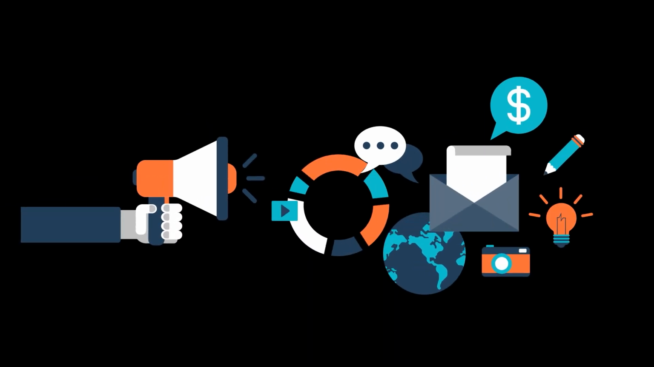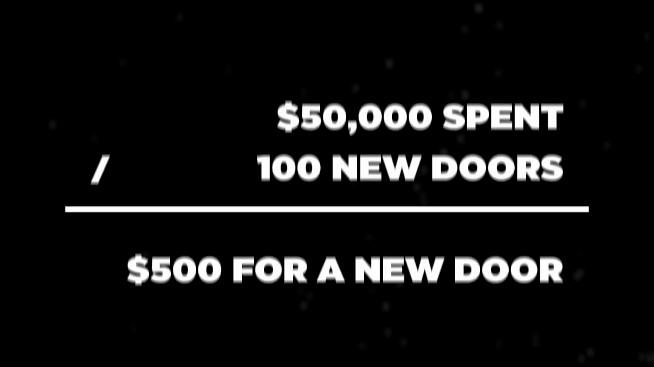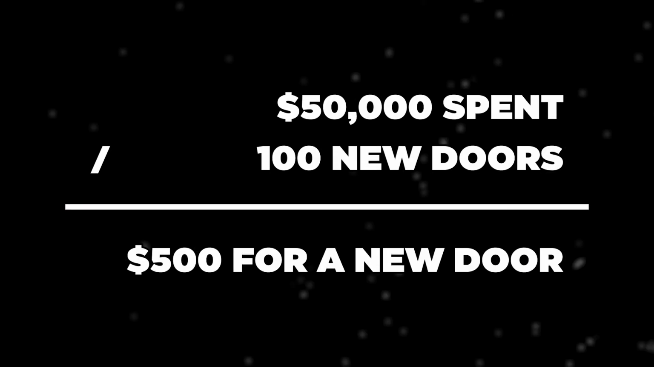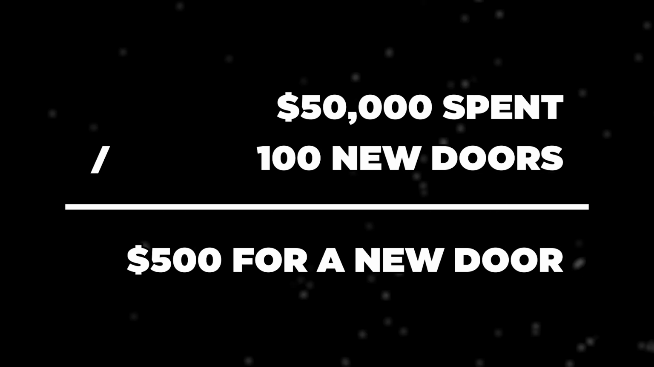We need to figure out how much we can acquire a new property to manage for. What I suggest doing is using historical numbers. So let's say that over the last 3 years, I've spent $50,000 in marketing, and it's led to me bringing on 100 new properties. That means I'm able to bring on a property for a cost of acquisition of roughly $500. How I got that: take the $50,000 I spent, divided by the 100 new doors that $50,000 generated, that brings me to $500 per new door acquired.